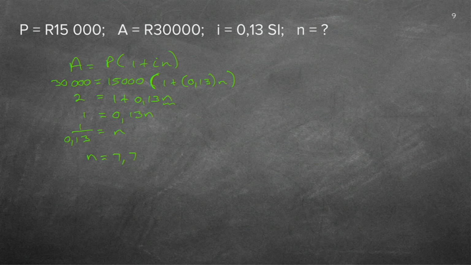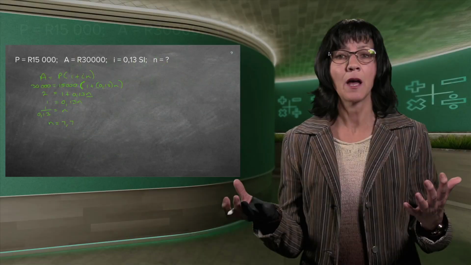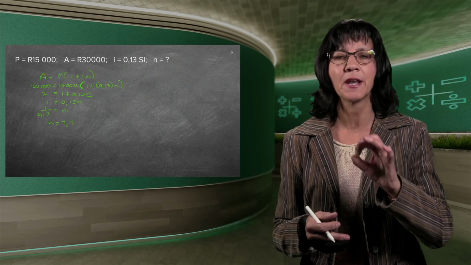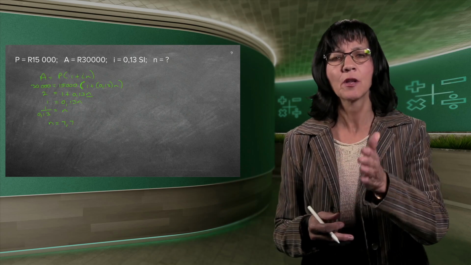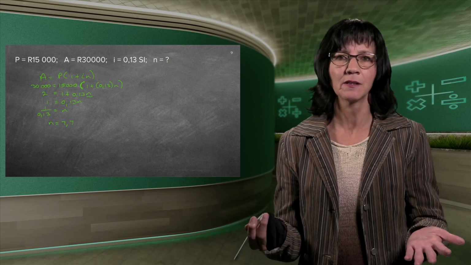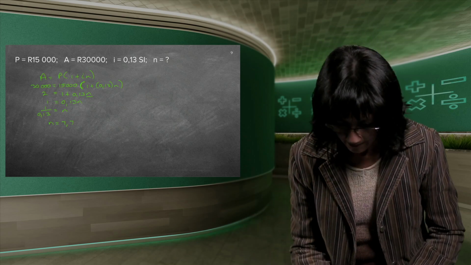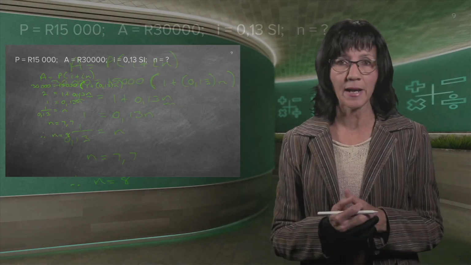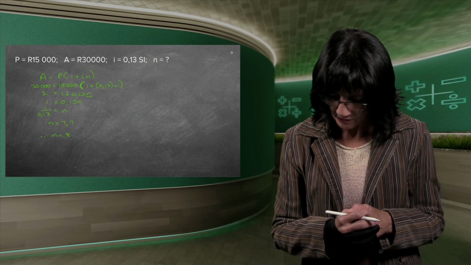Now, why do I now only round off to 1 decimal? The rands, I always have to round off to 2 decimals. The n is a whole number because it's the number of years. So I'm just going to use that 1 decimal to tell me, is it now 7 years or 8 years? And guess what it is? I'm sure you know. If I round it up, therefore, n is 8. So you'll just write it in a neat sentence. It will take her 8 years if she wants to double her money from 15,000 to 30,000.